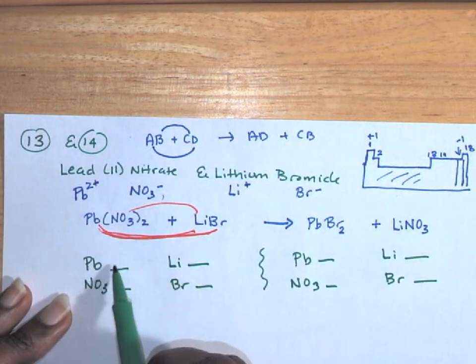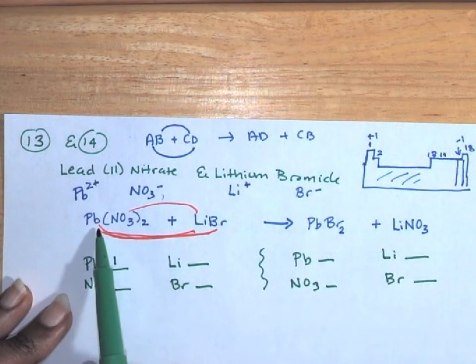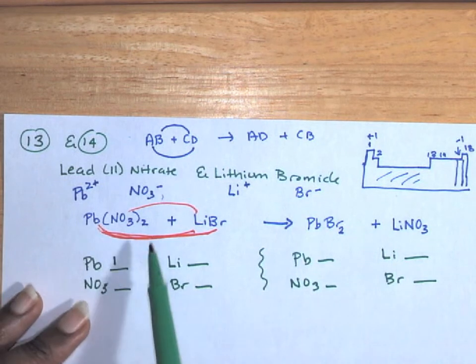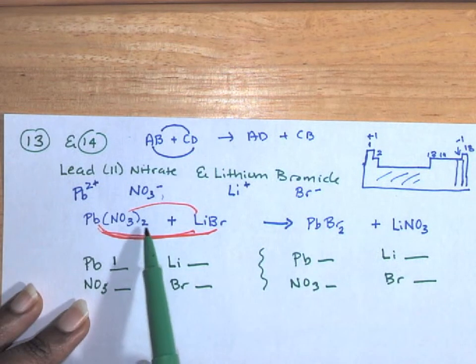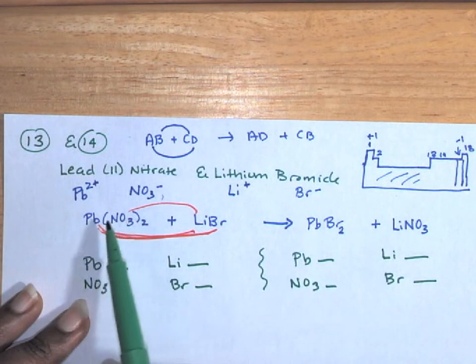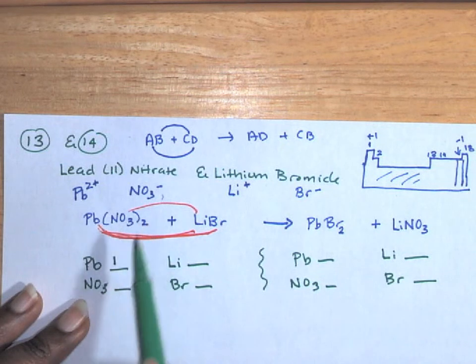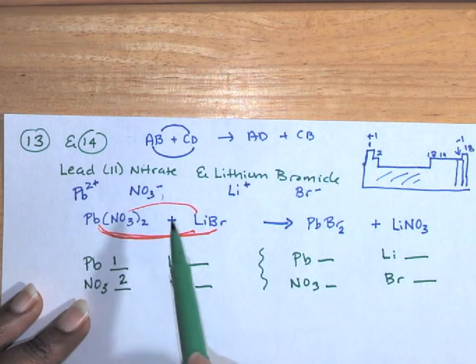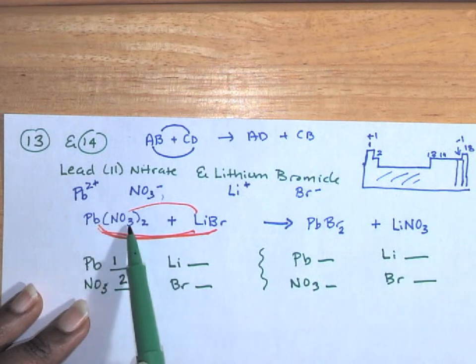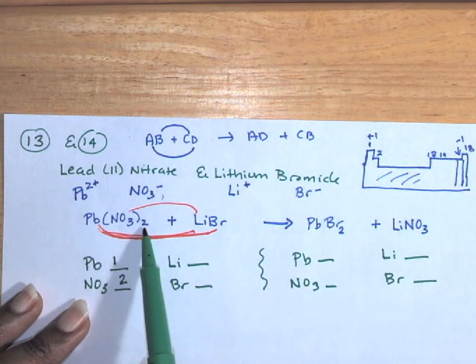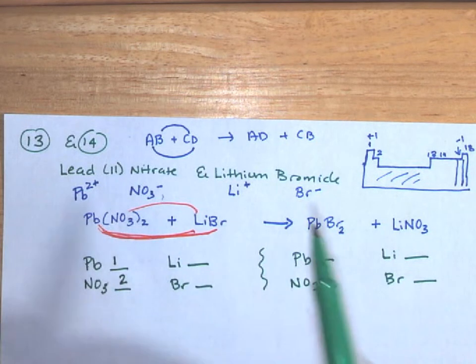So lead, I have 1 lead. I know that because there's no subscript next to lead. I have 2 nitrates. I know that because nitrate is a polyatomic, so if you have more than one, it would be in parentheses, and the number outside the parentheses tells you how many you have. So here I have 2. Just want to let you know that for polyatomics, ignore the subscripts within the polyatomic. You have to look outside the parentheses to figure out how many of them you have.